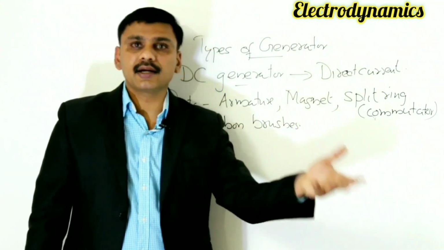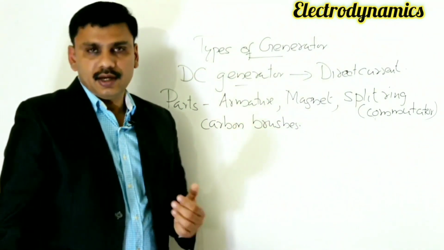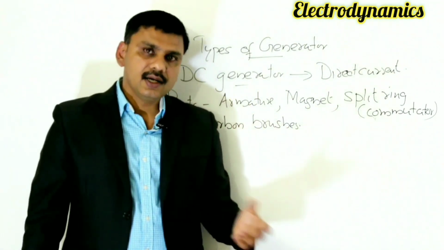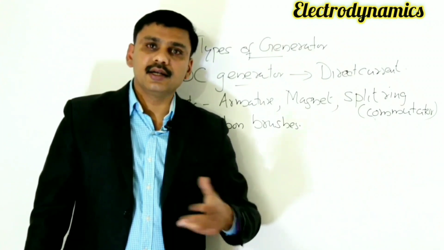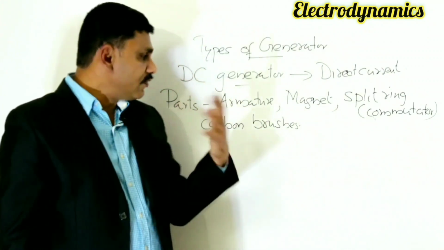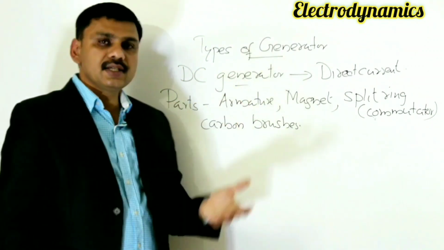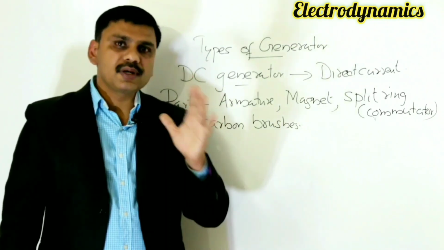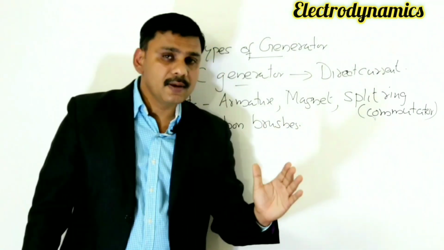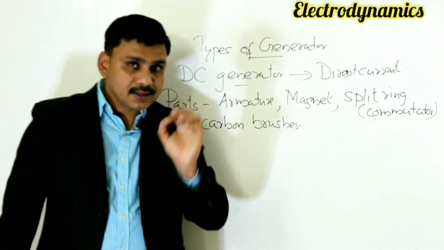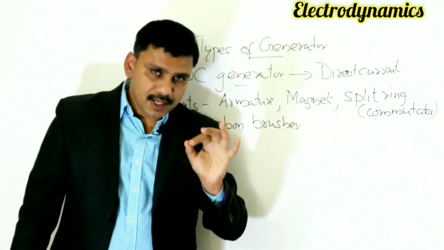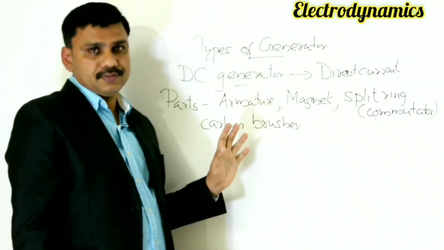It can be direct current or alternating current. If it produces direct current, it is DC generator. If it produces alternating current, it is AC generator. So that is the difference. In the case of DC generator and AC generator, the working principle is same. What is the working principle? Electromagnetic induction.